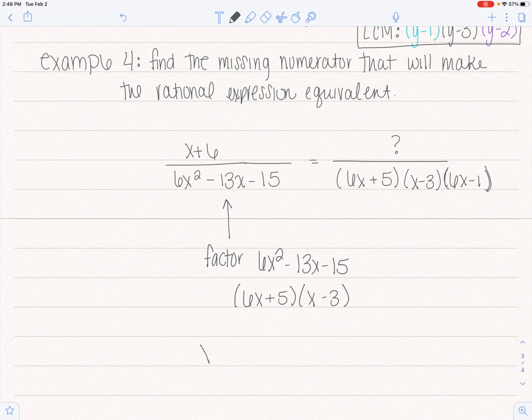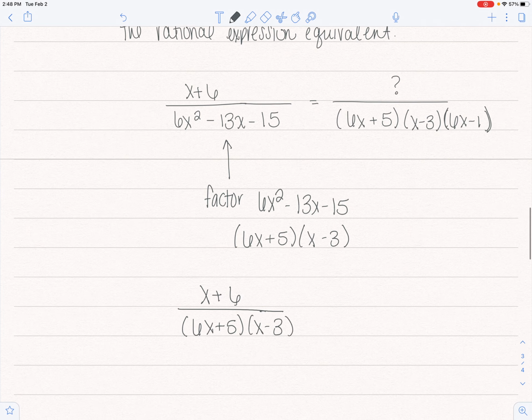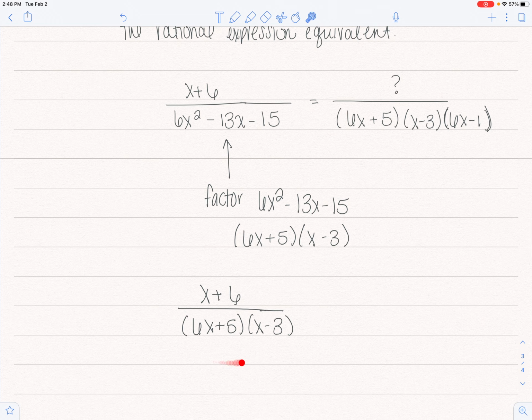So I'm just going to rewrite that fraction with this new factored denominator. I haven't really changed the value, I just factored the denominator. So now I'm comparing this fraction, which is really the left side of my question, to this fraction. And Hawks says, write a numerator to make this equivalent. Well, the denominator I have to compare, I have 6x plus 5, x minus 3, 6x minus 1. My fraction, before I multiplied, is 6x plus 5, x minus 3.